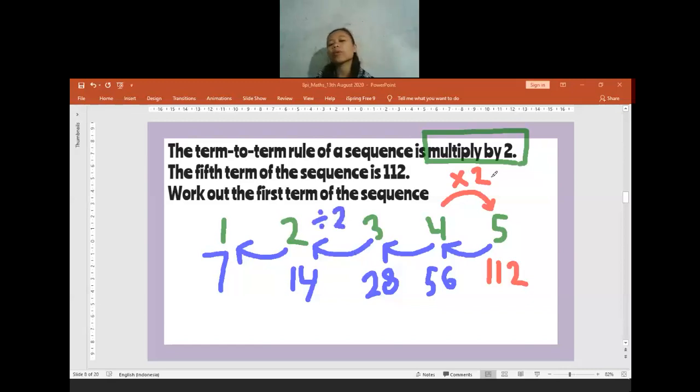Okay. If the term to term rule is multiply or divide, it will be better if you make a list. But if the term to term rule is like add by 2 or subtract by 2, you can directly do 5 minus 1, which equals 4. And then 2 times 4 is so many, and then you can find out the previous one. Because this is multiplication or division, it will be better if you make a list. Okay, if you have no question, I will move to the next question.